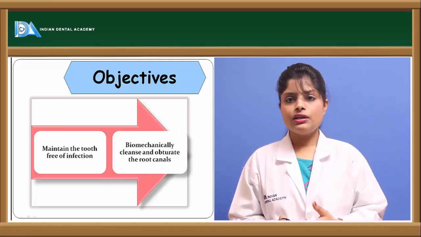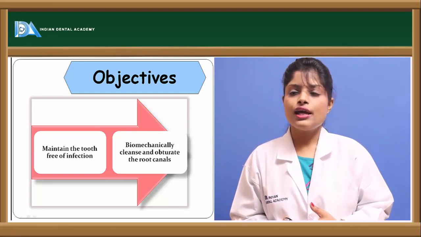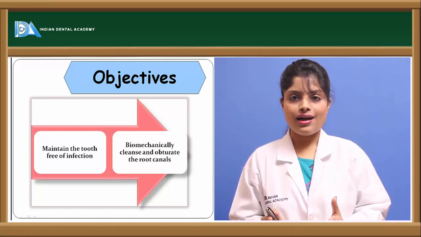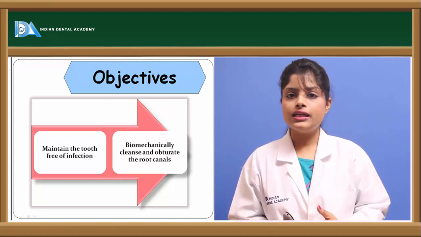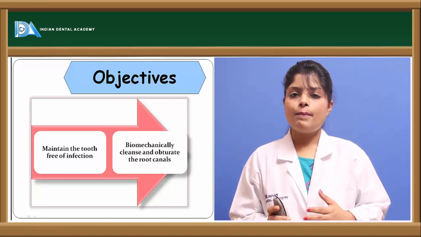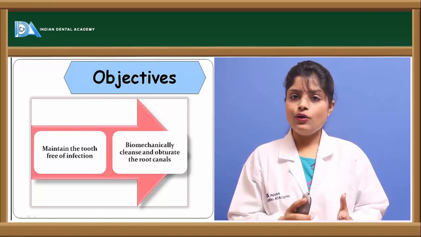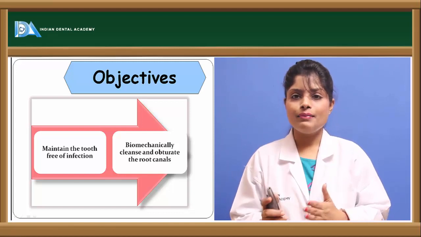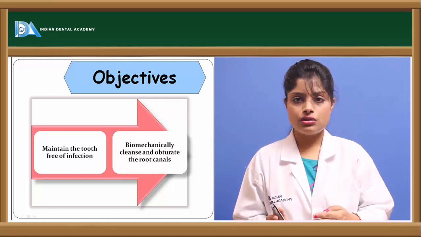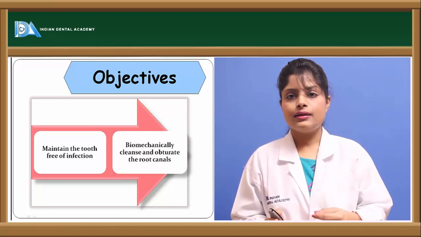So, let us progress further to what are the objectives of pulpectomy. The prime objective is to maintain the tooth in the arch or to preserve the tooth so as to prevent the sequel of the early loss of primary tooth. Furthermore, the objective is to biomechanically cleanse and obturate the canal. The term biomechanical is used for pulpectomy, because both the irrigating solutions and the mechanical file motion is used for cleaning the pulp canals.